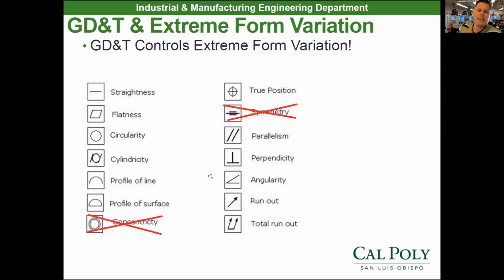But what GD&T does is it can control extreme form variation and let us communicate our design intent as a mechanical engineer for that actual part to whoever's making it. And I can do that by applying either straightness, flatness, circularity, cylindricity, profile of a line, profile of a surface, true position, parallelism, perpendicularity, angularity, runout, or total runout to features on my part.